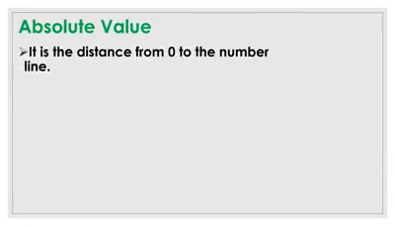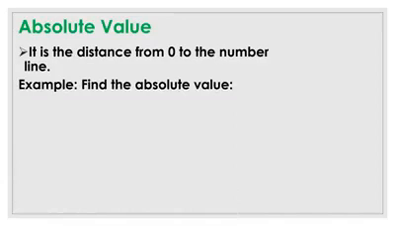Okay, class. So now let us have the absolute value. When we say absolute value, it is the distance from 0 on the number line. So for example, we're going to find the absolute value of the following numbers. The absolute value of 5. We're talking about the distance of 5 from 0 on the number line. We all know that the distance of 5 from 0 is 5. Therefore, the absolute value of 5 is positive 5.